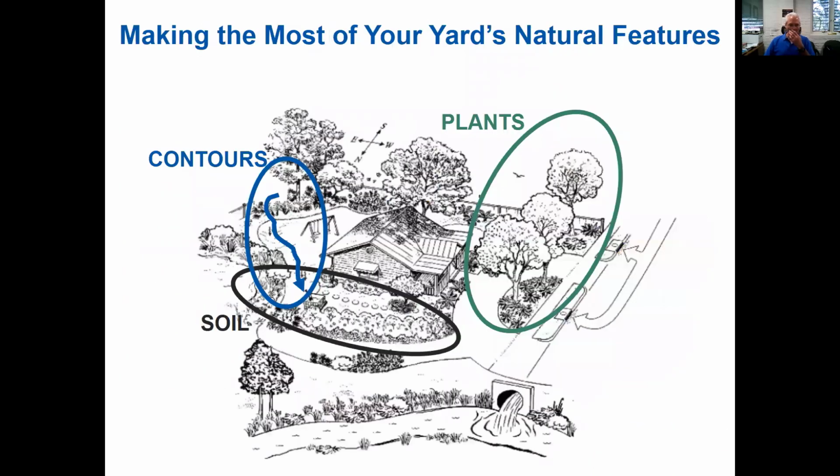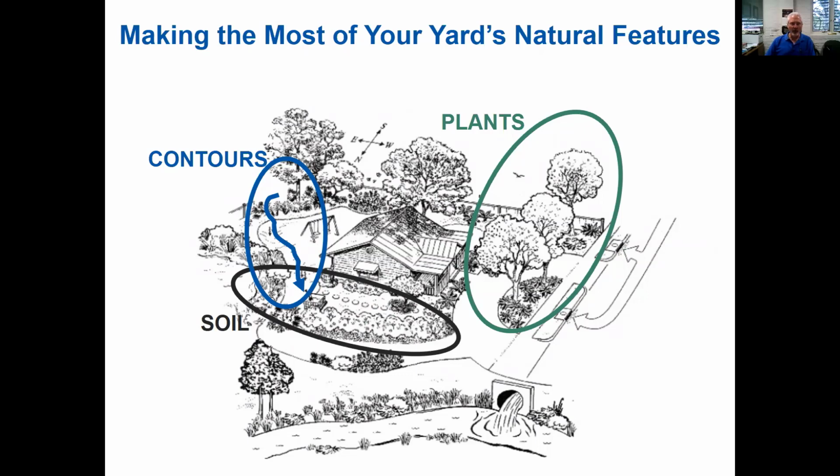In order to control stormwater in our landscape, we need to step back and look at the big picture. Where does water go? How does it move? Well, we see on this slide that we have plants, we have soil, and we have contours. And contours are just an indication of the ground slope. You can see in the lower part of the slide that we have a discharge going into the local stream.